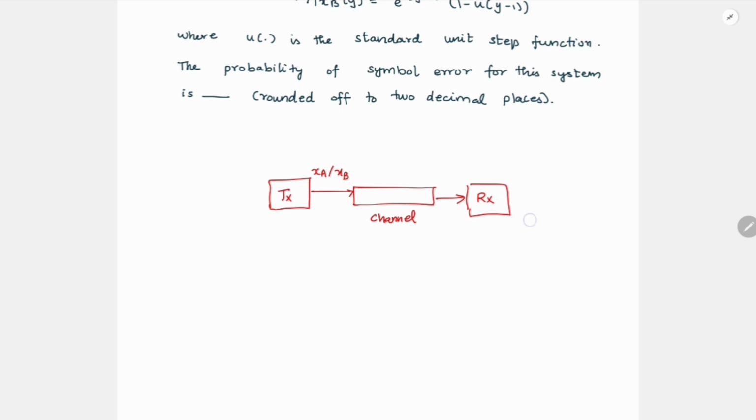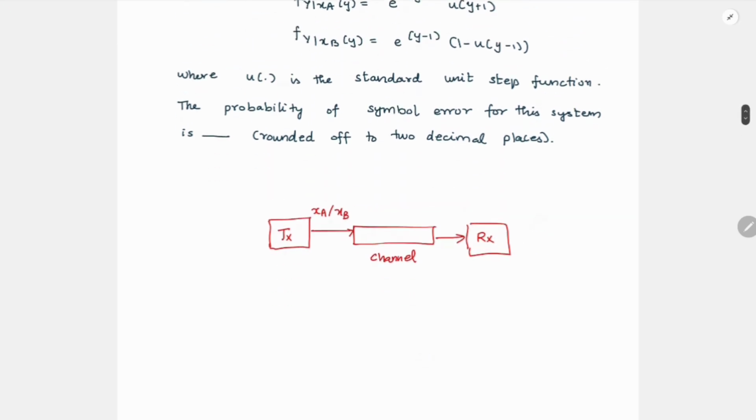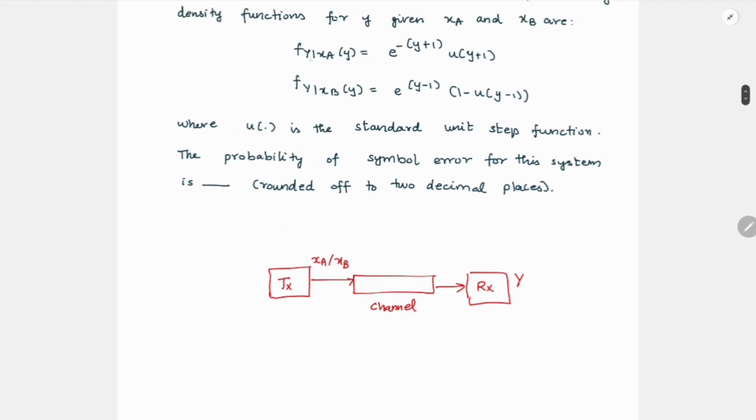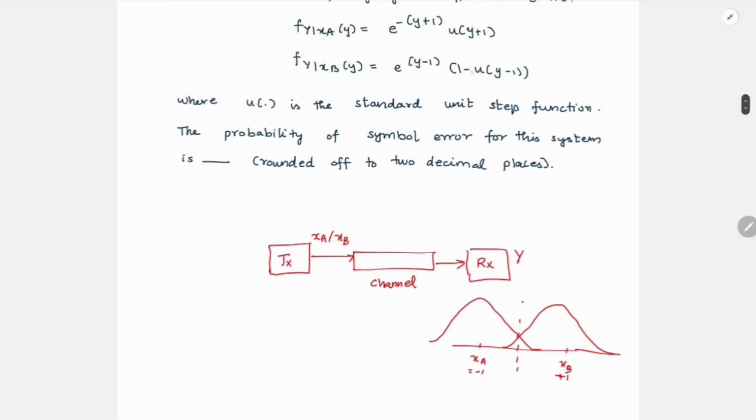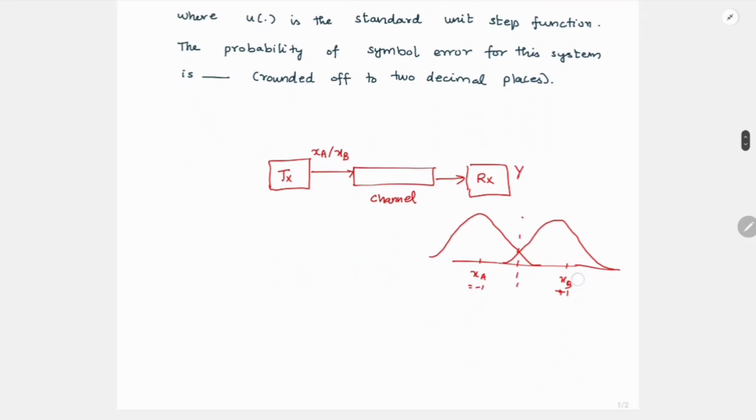In the receiver side, what they are saying is, if we transmit XA, whatever value y we are getting here will have a probability distribution given by this function. On the other hand, if we transmit XB, whatever y we are getting will have a probability density given by this function. Let's say XA is minus 1, for example, and XB is plus 1. Assume the distribution of y given XA is something like this, Gaussian, and y given XB is again Gaussian like this. In this case it is not Gaussian, it is some exponentially decaying function. So this I am giving as an example.